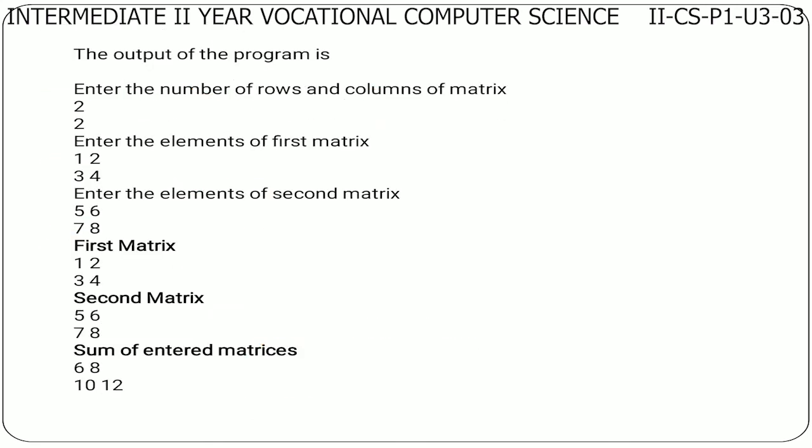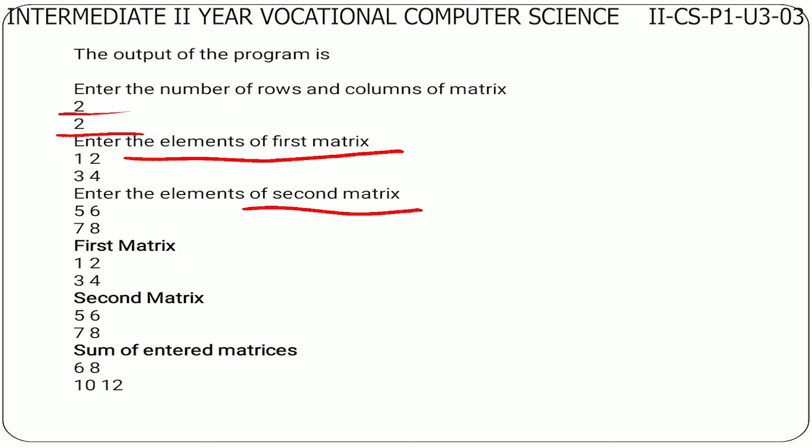So the output of the program you're going to get is, first, enter the number of rows and columns of the matrix. I am entering 2 rows and 2 columns. Then enter the elements of the first matrix. That is, we are reading values through the keyboard. We are entering the elements of the first matrix: 1, 2, 3, 4. Again, the elements of the second matrix: 5, 6, 7, 8. These are the elements of the second matrix.